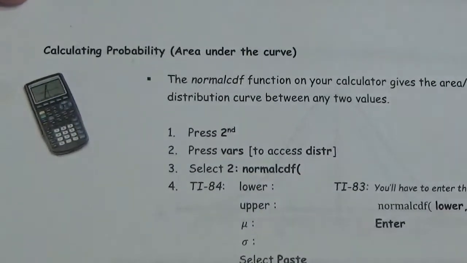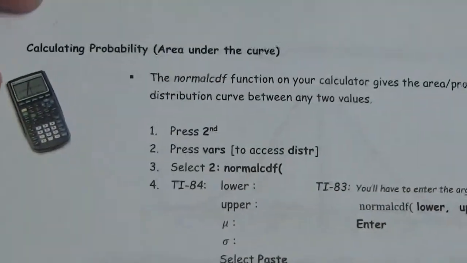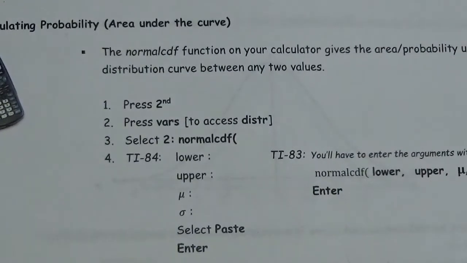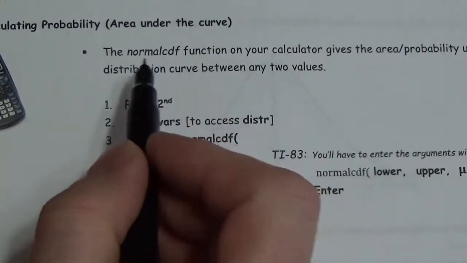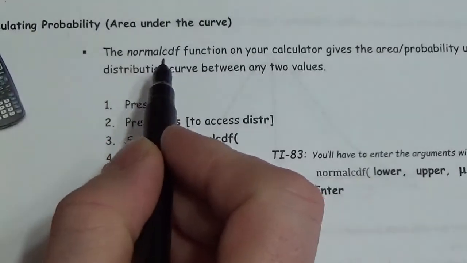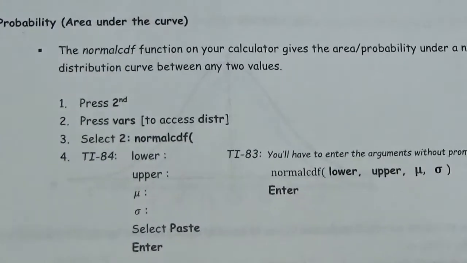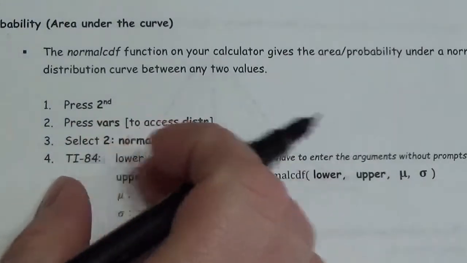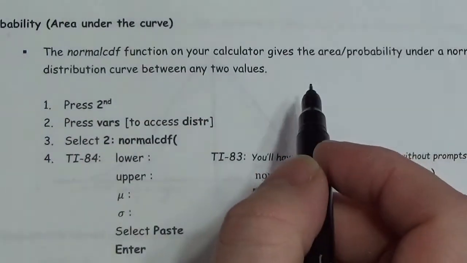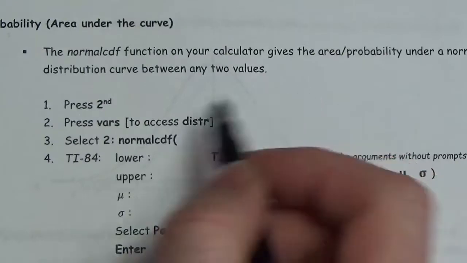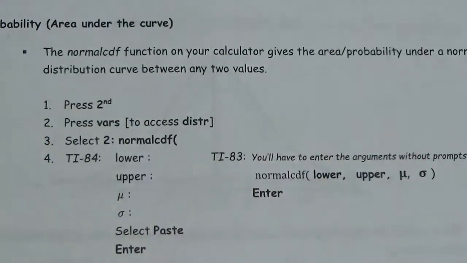So calculating probability, or the area under the curve here. Now, your calculator has got a feature called the normal CDF, or the normal cumulative distribution function. Cumulative meaning that it adds up all the probabilities in a certain zone or certain area under the curve here.